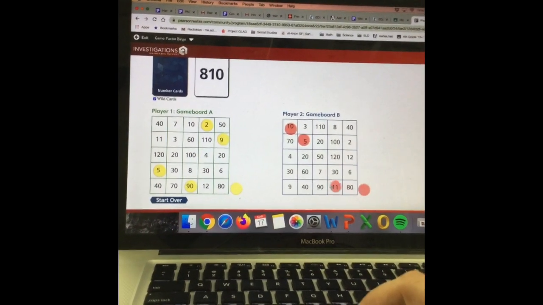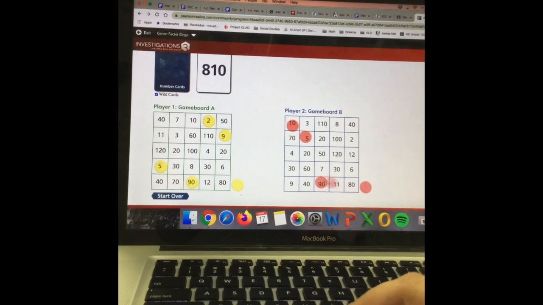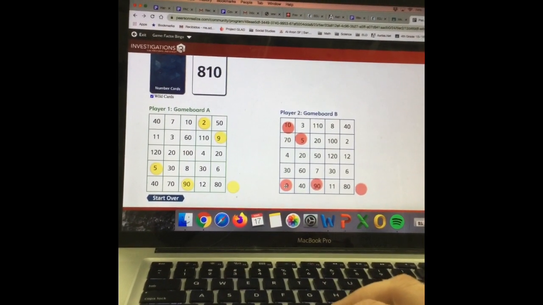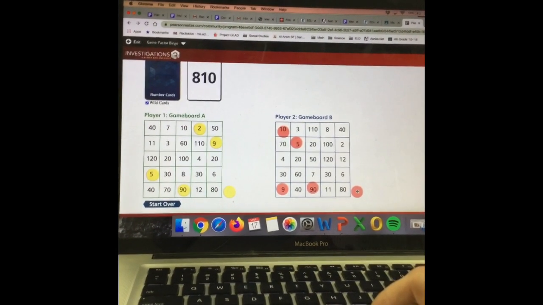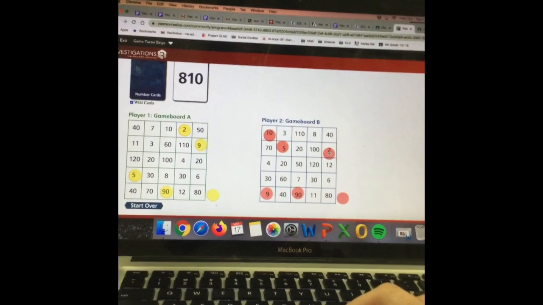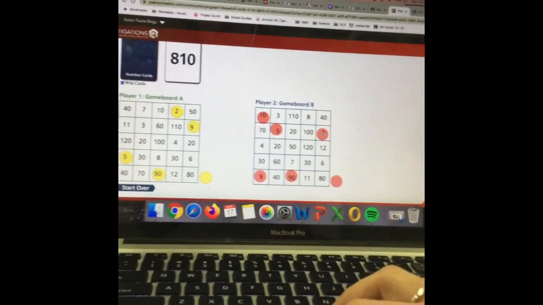Oh, look, you have a 90 and you have a 9. Maybe you see more factors for yourself. Oh, look, there's a 2. Anytime it ends in 0, 2 is a factor. Okay, so you cover as many as you've got.